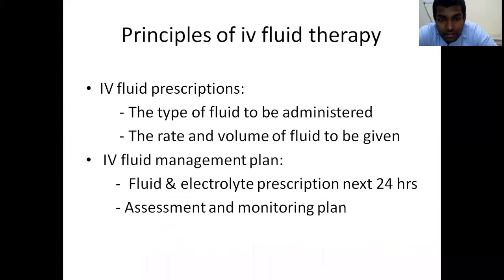IV fluid prescription. The type of fluid to be administered should be there, and the rate and volume at which the fluid is to be given should also be written there. Now, what is the IV fluid management plan? It should be the fluid and electrolyte prescription for the next 24 hours. That means the person administering this should be aware of the requirement of the patient for the next 24 hours. Now, by this, we need to assess and monitor the plan. We need to titrate the dosage accordingly.